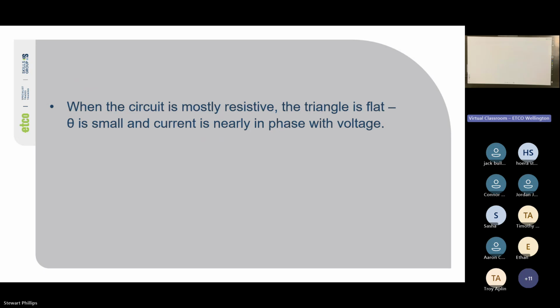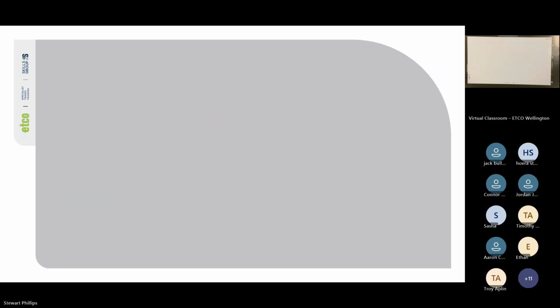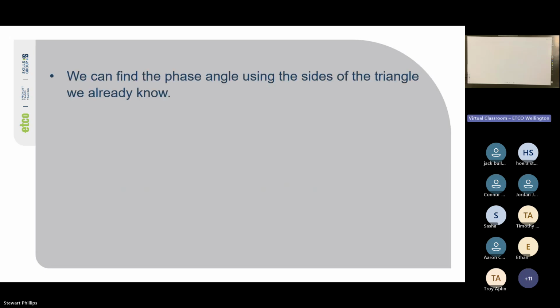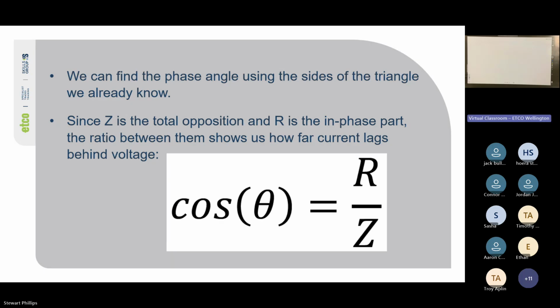So when the circuit is mostly resistive, the triangle is flat. Theta is small and current is nearly in phase with voltage. When the circuit is mostly inductive, the triangle stands tall. Theta is large and current lags the voltage quite a bit. So we can find the phase angle using the sides of the triangle we already know. Since Z is the total opposition and R is the in phase part, the ratio between them shows us how far current lags behind voltage. So we can use cosine theta equals R over Z.